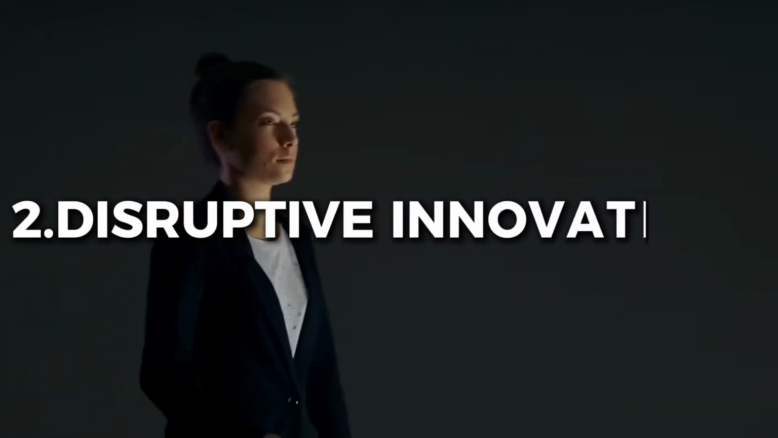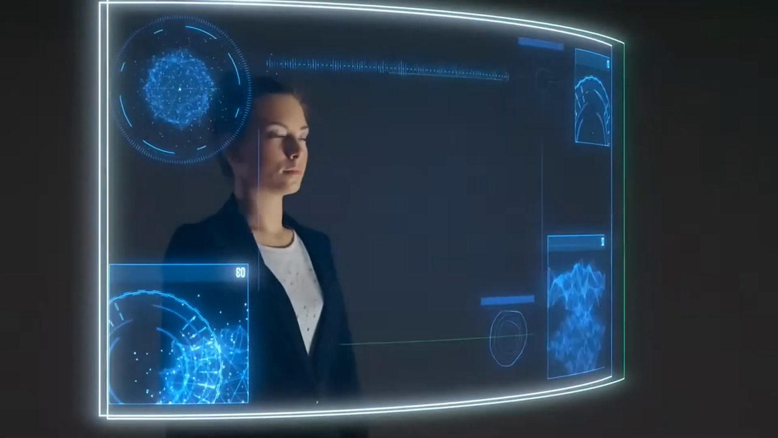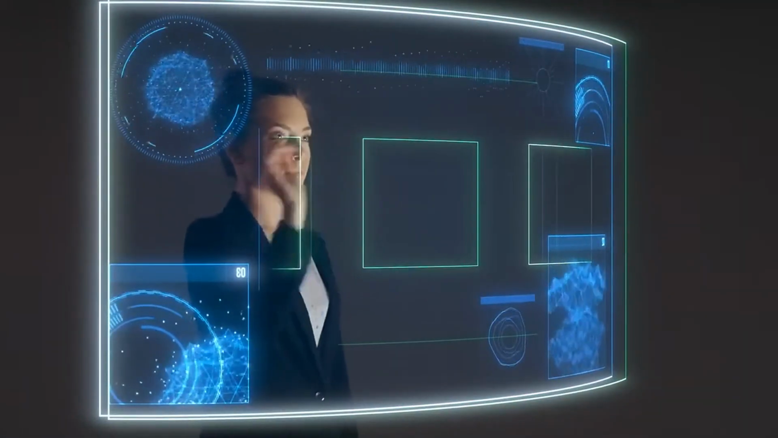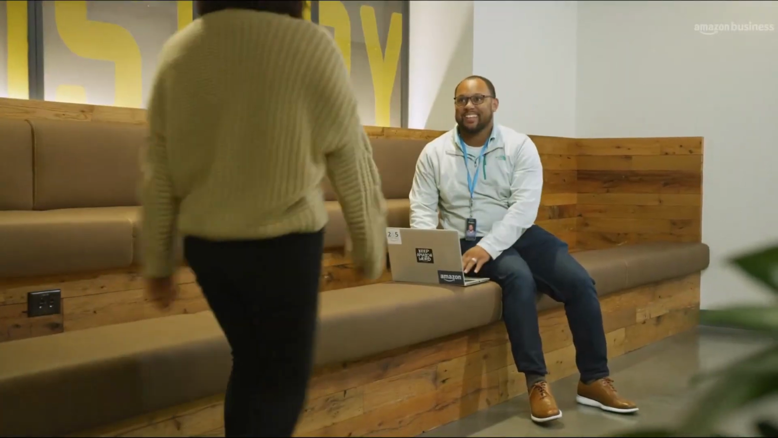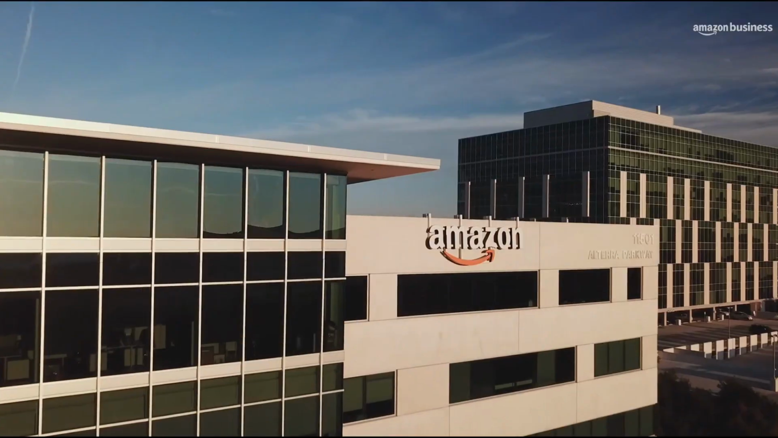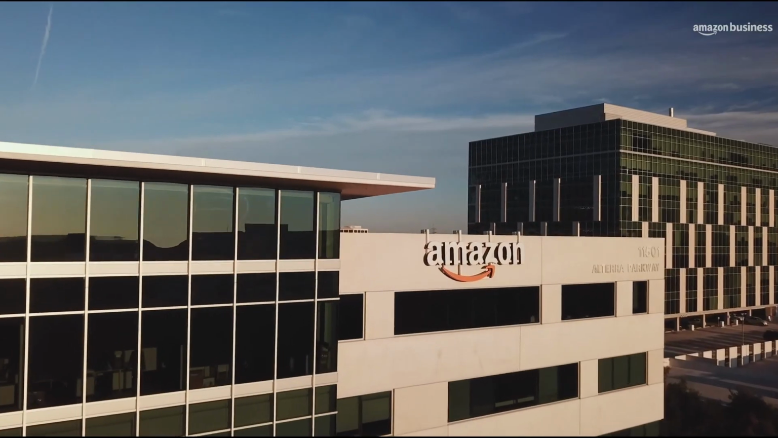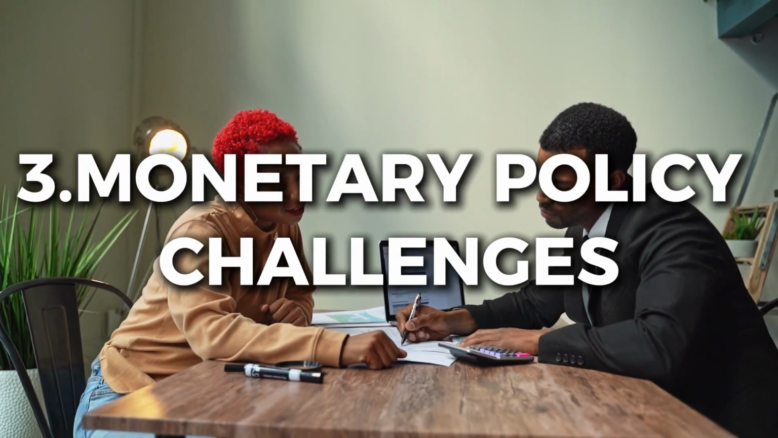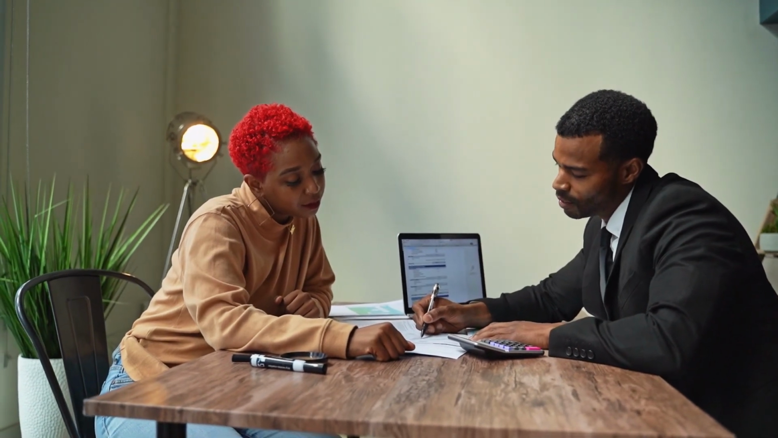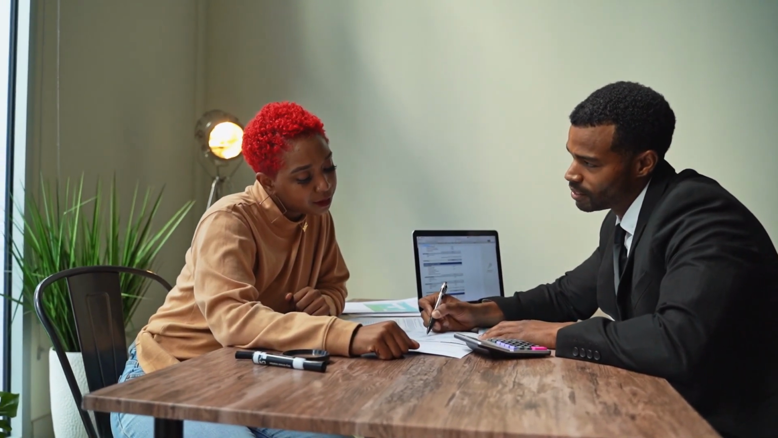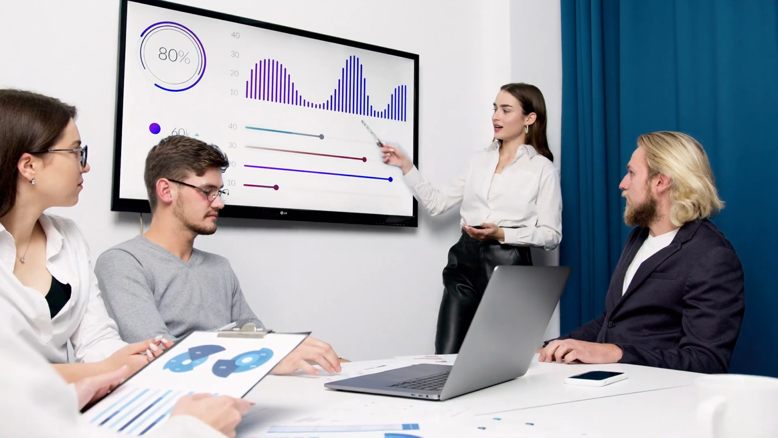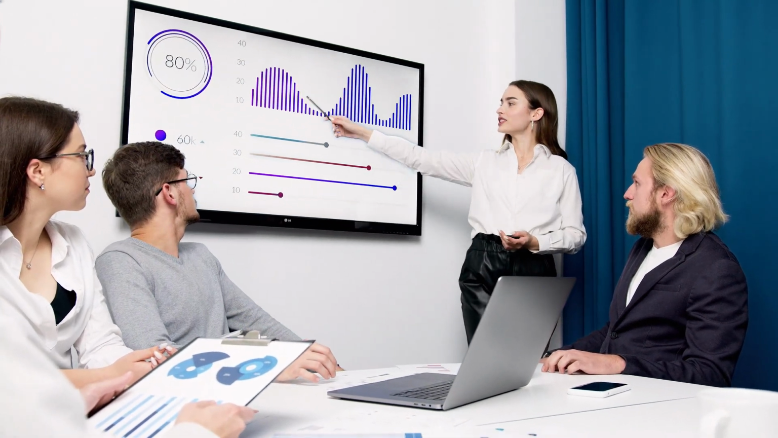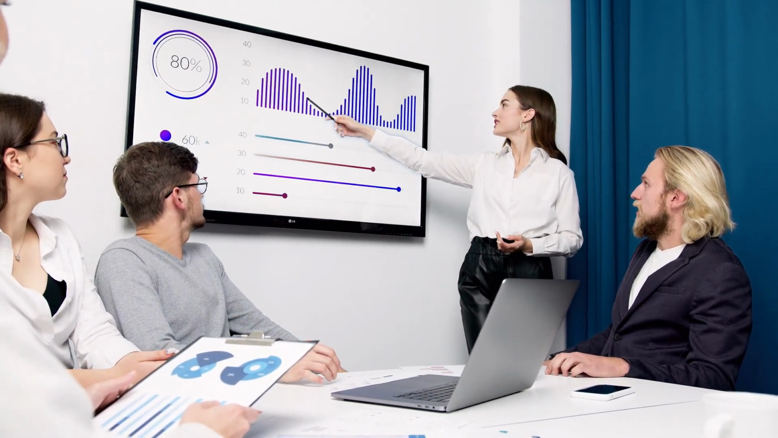2. Disruptive innovations. Technology disrupts traditional industries, leading to lower prices and increased competition. For example, the rise of e-commerce platforms like Amazon has driven down retail prices, contributing to deflationary pressures. 3. Monetary policy challenges. Central banks must adapt to technological changes that affect inflation and deflation. The rapid pace of innovation requires flexible and responsive monetary policies to manage economic stability.